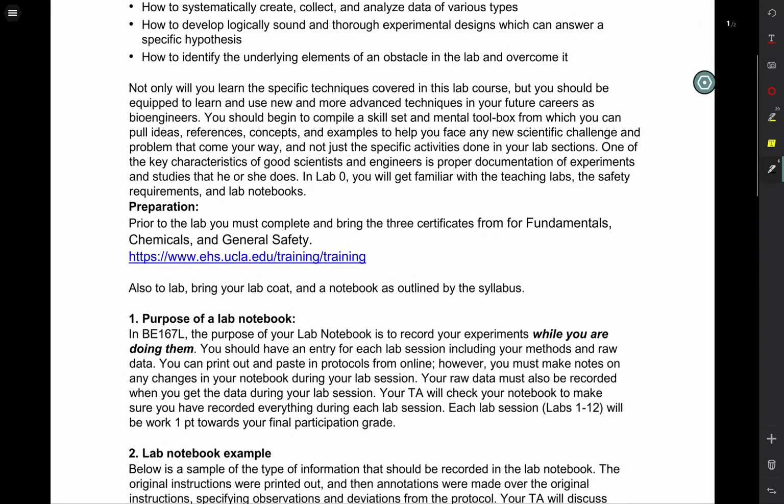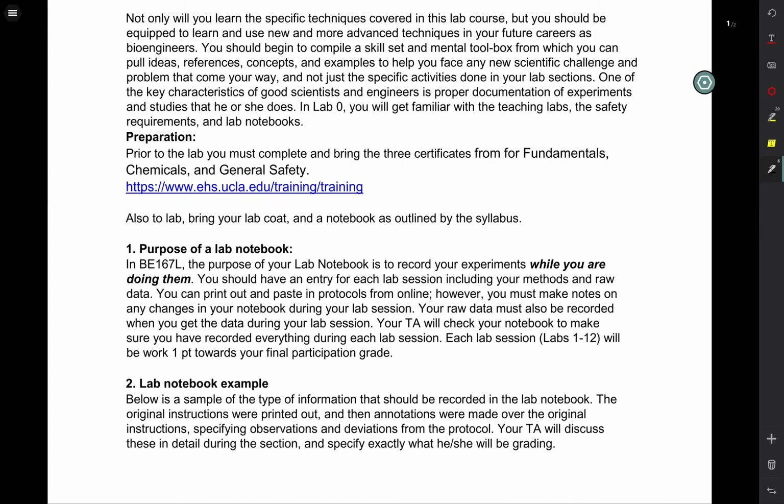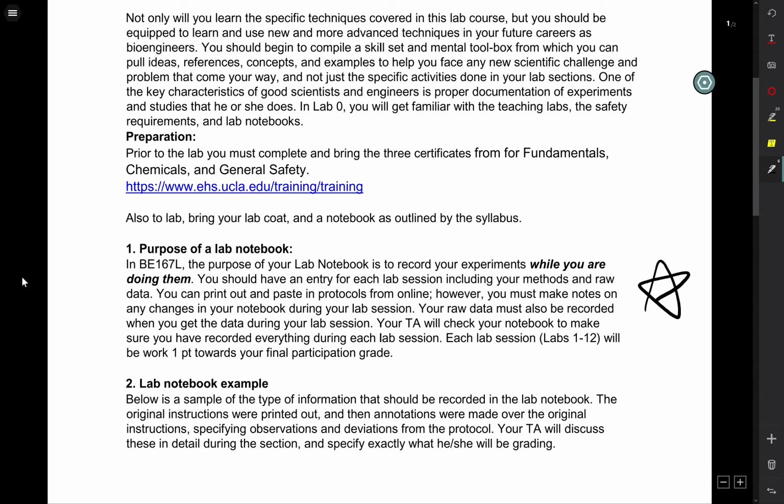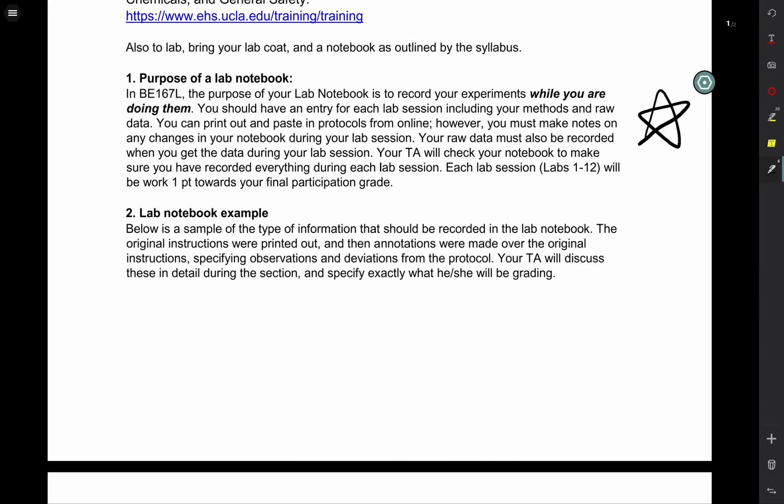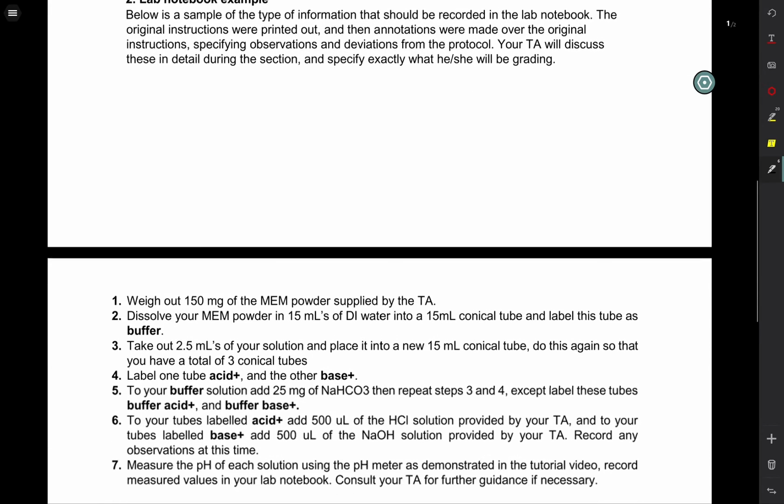In this course, one of the things we really want to emphasize is using your lab notebook. We want you to use your lab notebook so you're organized during the section and so that you can record your alterations to the protocol as well as any observations you make during the section itself. Pay attention to when your TA is describing what he or she is grading, so that you can earn participation points for having your lab notebook. In addition, your TA will go over an example.